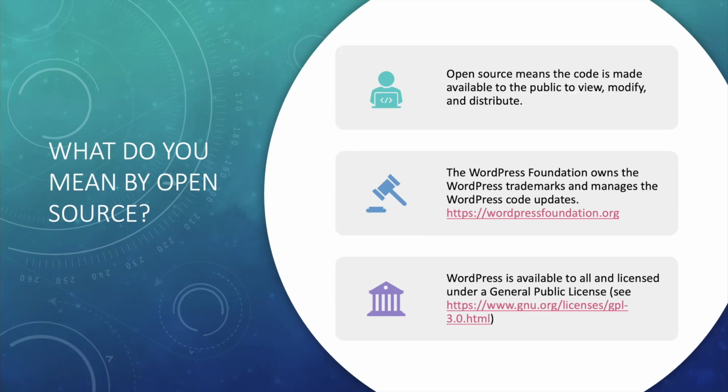The WordPress Foundation owns all of the trademarks for WordPress and manages the WordPress code updates. So although anybody can view, modify, and distribute the code for WordPress, there is a process through which code gets reviewed, and a plan for how to build and implement new features. All of that is managed by the WordPress Foundation.